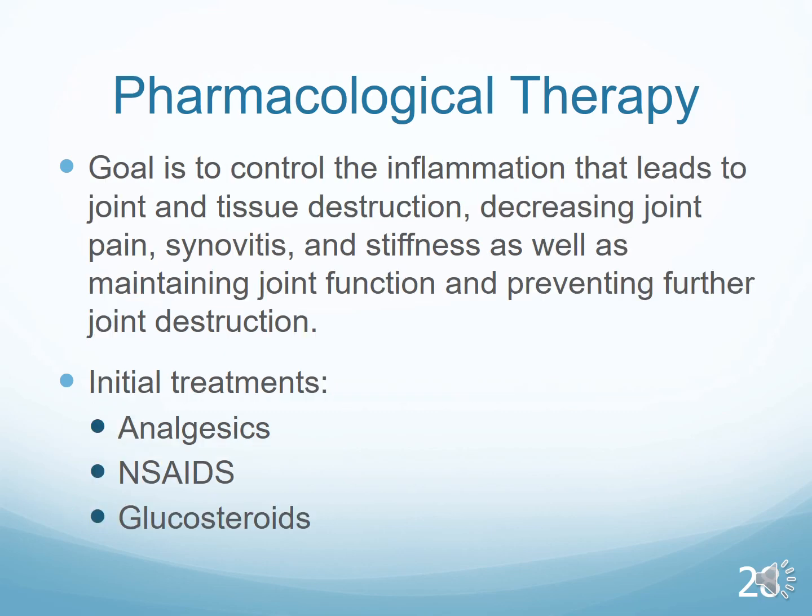So the goal is to control the inflammation that leads to joint and tissue destruction, decreasing joint pain, synovitis, and stiffness, as well as maintaining joint function and preventing further joint destruction. Remember, we are not going to fix this. We cannot cure it, but we can maintain what they have and prevent further damage. So initial treatments are going to be analgesics, then the NSAIDs, and then the glucocorticoid steroids.